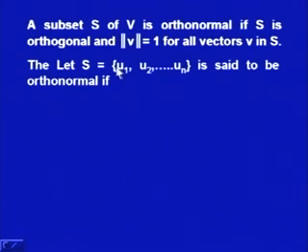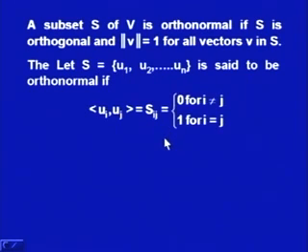The set S consisting of u1, u2, up to un is said to be orthonormal if the inner product of ui, uj is equal to delta ij, which is 0 when i is not equal to j and 1 for i equal to j. So, what does this definition mean? For example, take i equal to 1 and j equal to 2. This is orthonormal if these two vectors are orthogonal. That means the inner product of u1 and u2 is equal to 0 when i is not equal to j. This should be true for all i and j when they are not equal. But if they are equal, the inner product of ui comma ui is the norm, and this has to be 1 because it is an orthonormal vector.